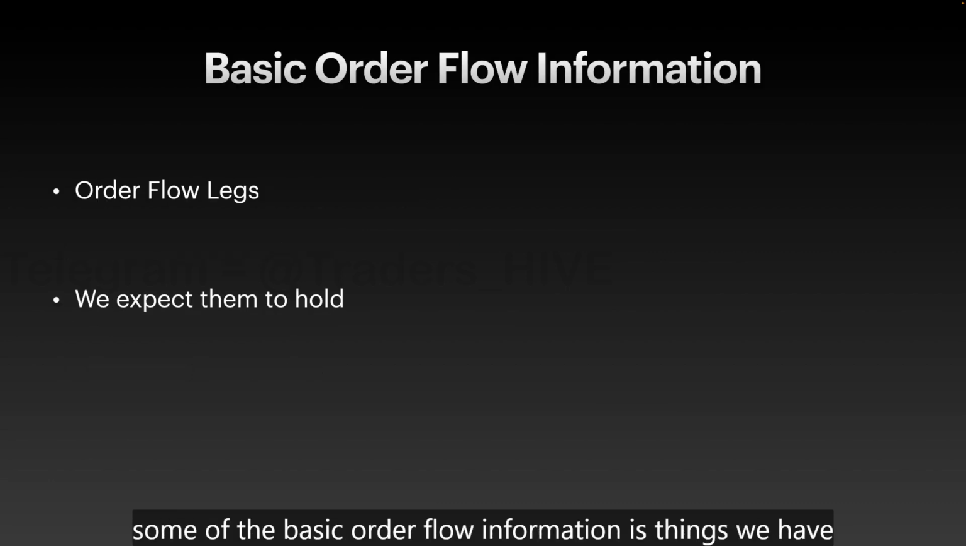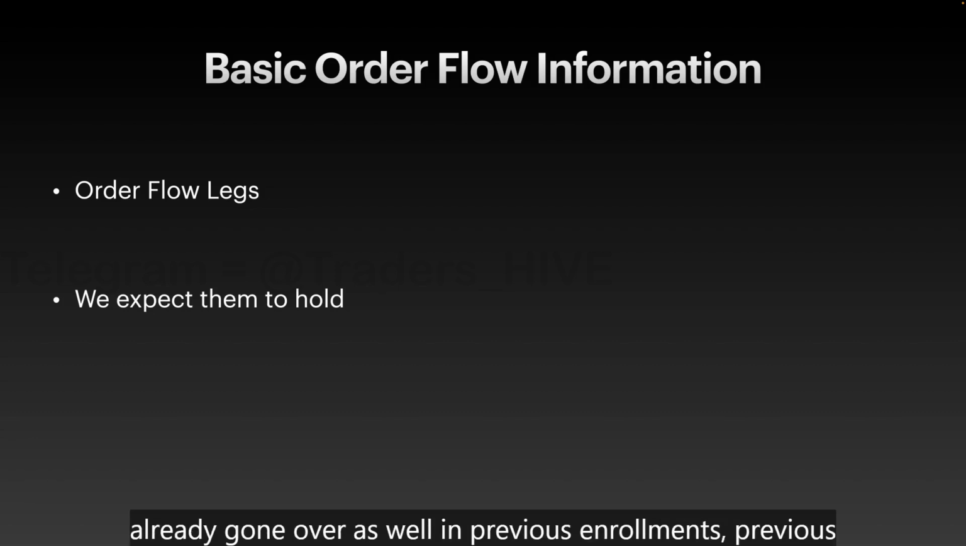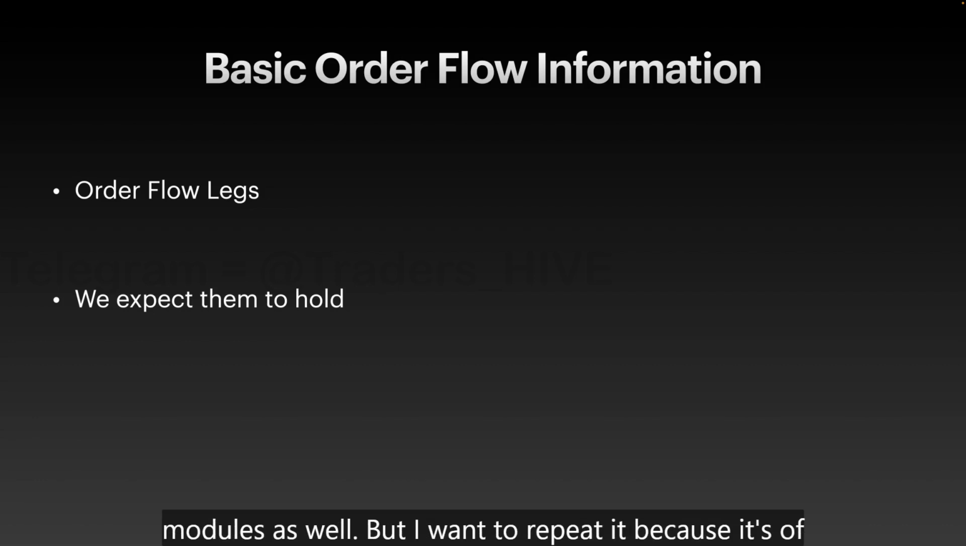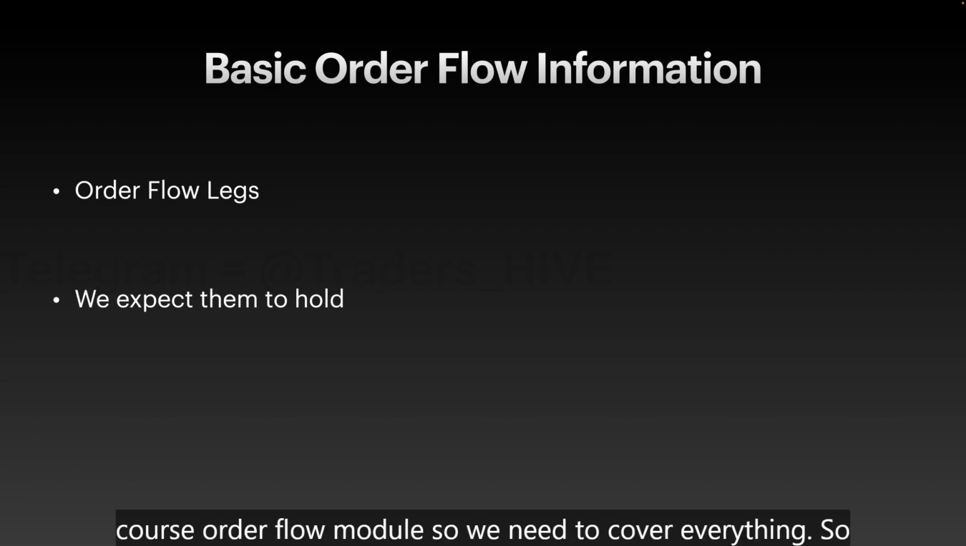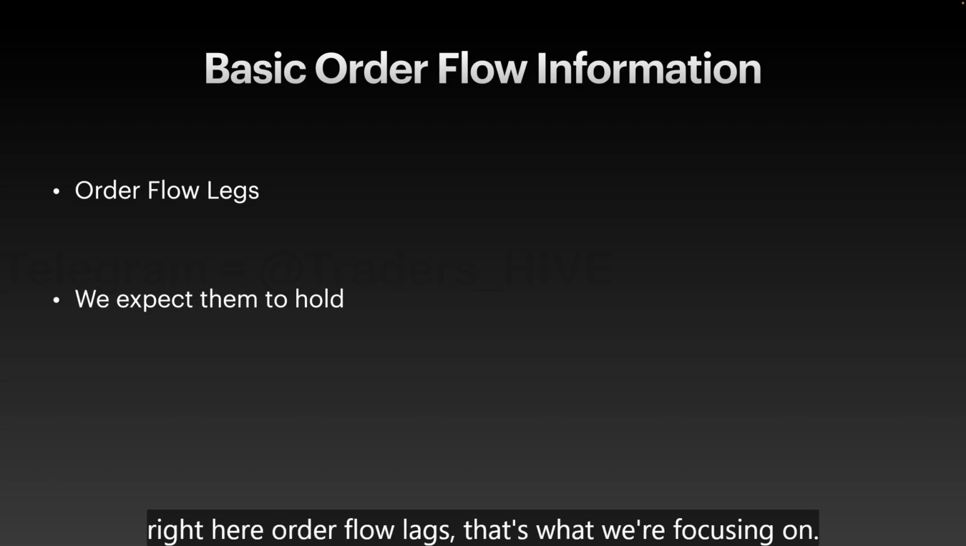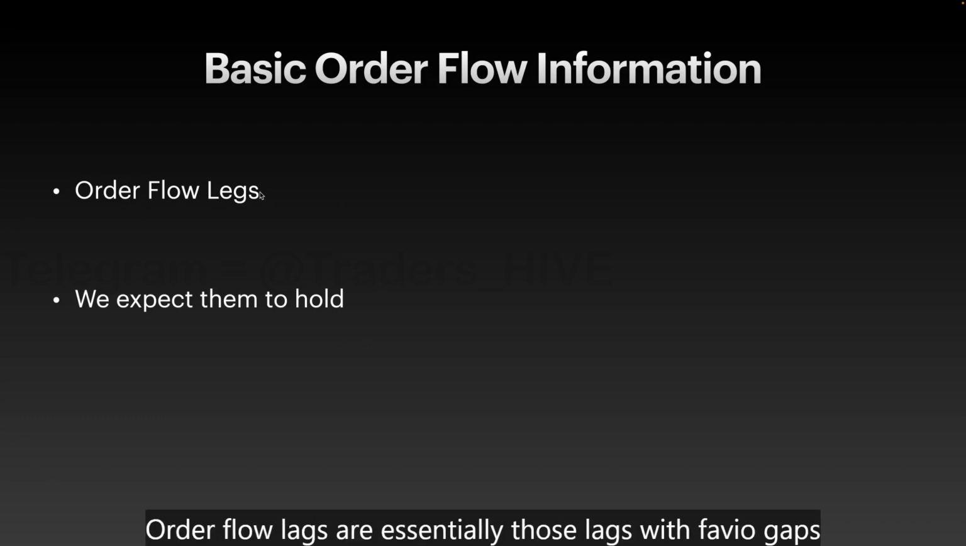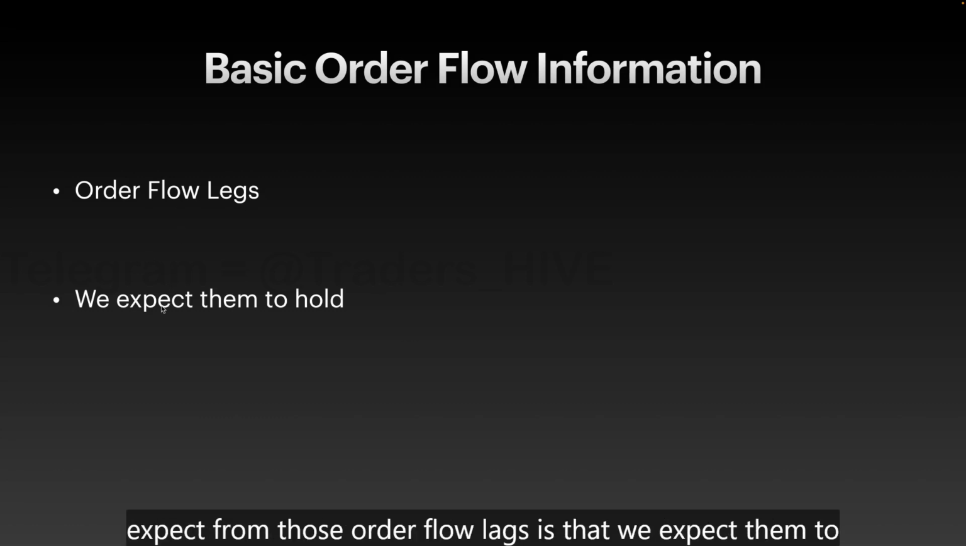Okay, basic order flow information. Some of the basic order flow information is things we have already gone over in previous modules, but I want to repeat it because it's an order flow module, so we need to cover everything. So right here, order flow lags, that's what we're focusing on. Order flow lags are essentially those lags with fair value gaps in them, like we discussed in the previous video. What we expect from those order flow lags is that we expect them to hold.